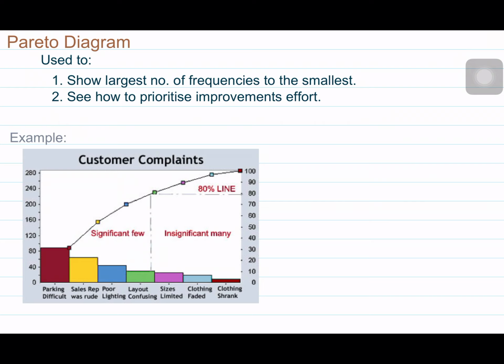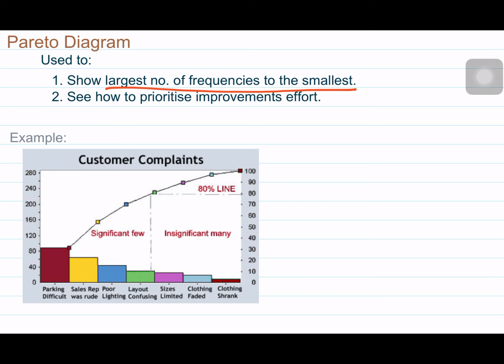So here comes the Pareto diagram. A Pareto diagram is a bar graph of data showing the largest number of the frequency to the smallest. In this example, we are looking at the number of product defects in each of the listed categories. When you look at the number of defects from the largest to the smallest occurrence, it is easy to see how to prioritize the improvement effort.